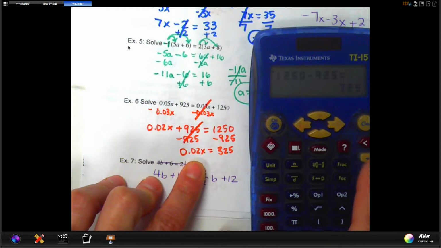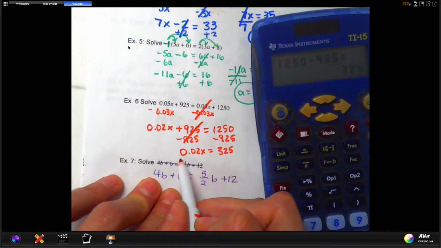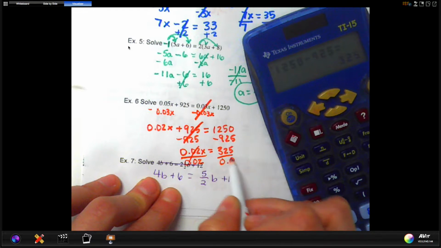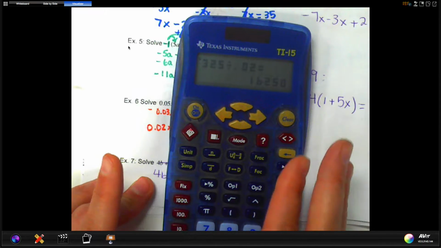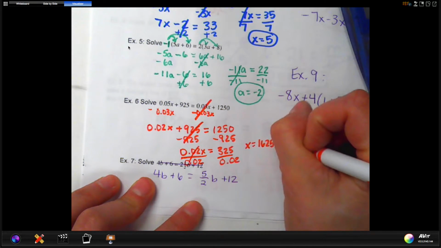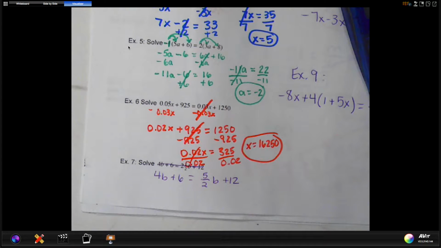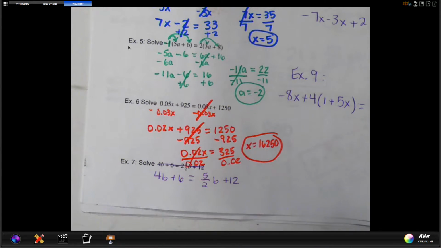Okay, so the last step, we're going to undo the 0.02 times x by dividing by 0.02. And so again, it's really hard to know that without a calculator, so we divide 325 by 0.02, and we get 16,250 is our final answer, which is kind of large. But again, it's not unusual to get those kind of numbers when we're working with fractions and decimals. Okay, so that's example 6 with a decimal coefficient.